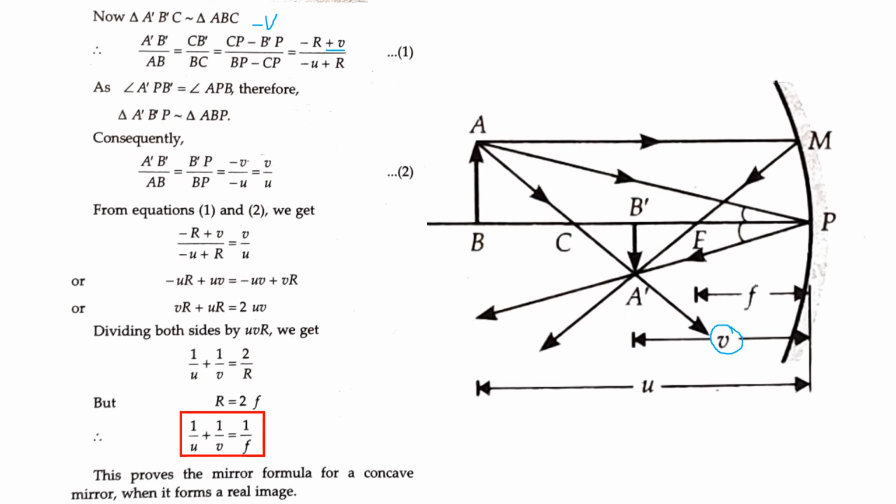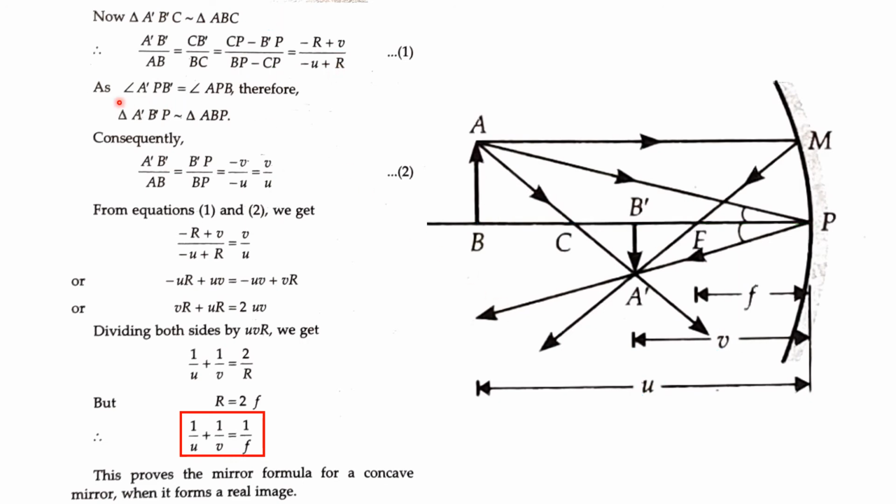Similarly, BP. This distance is your object distance, small u. And what is CP? This distance represents your radius of curvature, and again this is minus R. Now this minus and this minus get cancelled, so I'll have plus R. So A dash B dash by AB can be written as minus R plus V divided by minus U plus R.